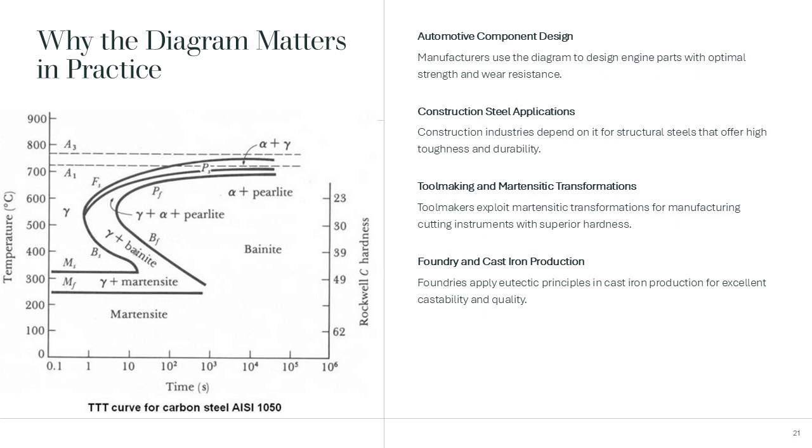Toolmakers exploit martensitic transformations for cutting instruments. Foundries apply eutectic principles in cast iron production for excellent castability. By mastering this diagram, engineers can predict material behavior, reduce defects, and enhance product performance, making it a cornerstone of modern metallurgy and materials engineering.